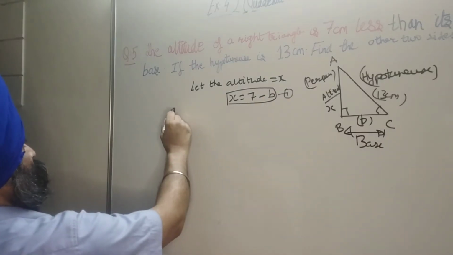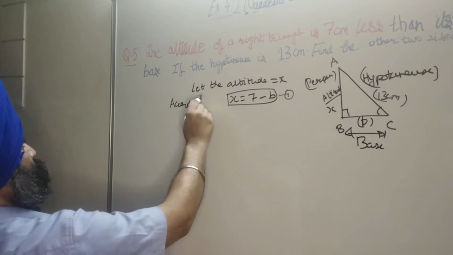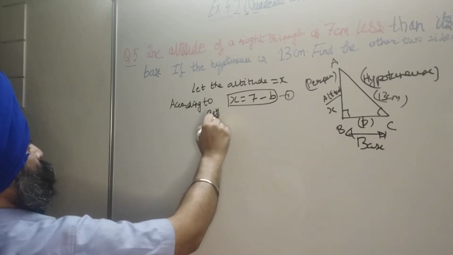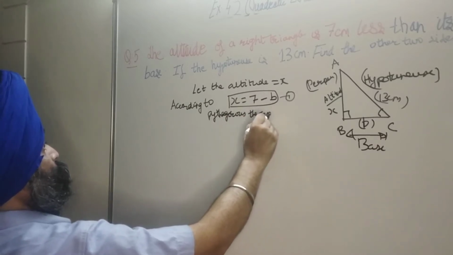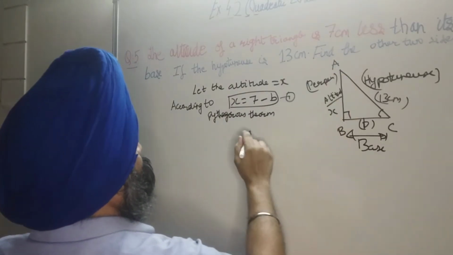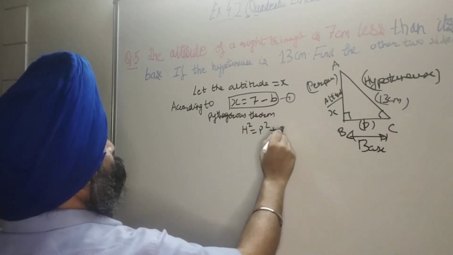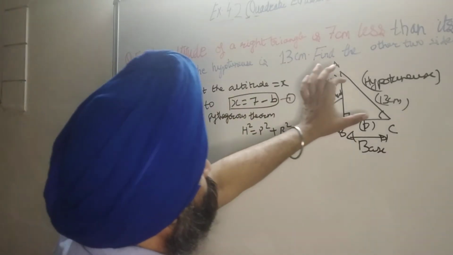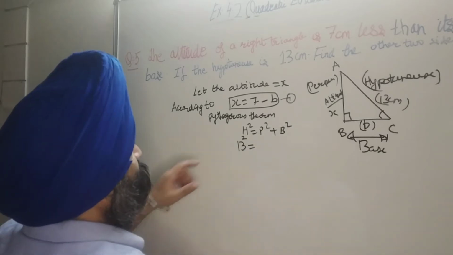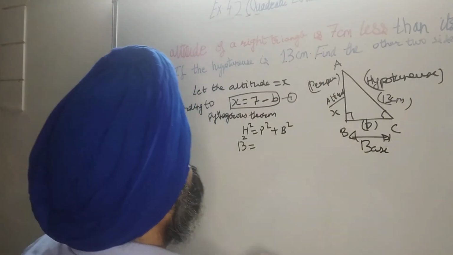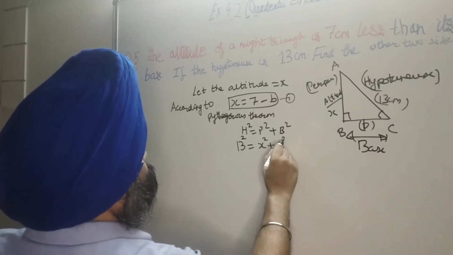So according to Pythagoras theorem, so this is मतलब कि h square is equal to p square plus b square. So what is h? H is 13 centimeters. So 13 का square हो जाएगा यहाँ पे. What is p square? Perpendicular. Altitude जिसे आप बोल रहे हो वो x है, x square. b कितना है? b. तो b का square.